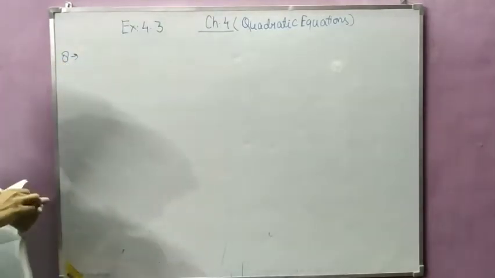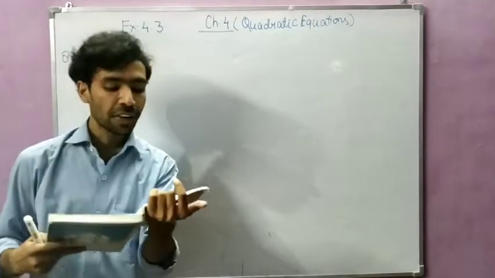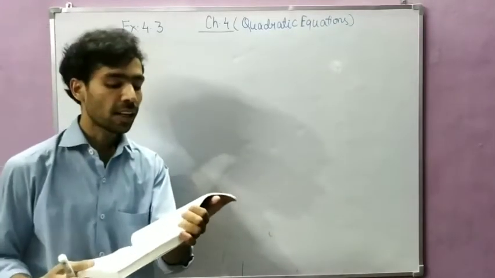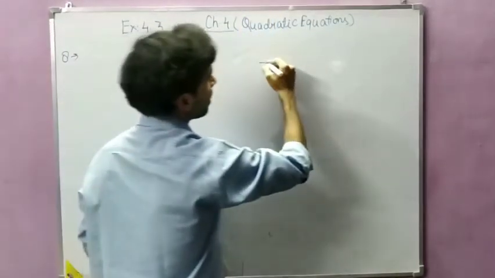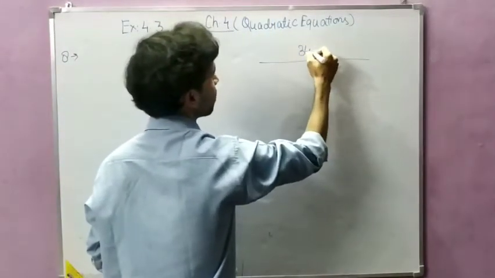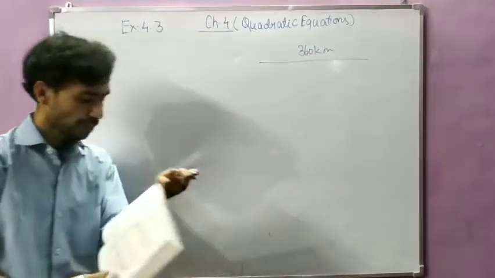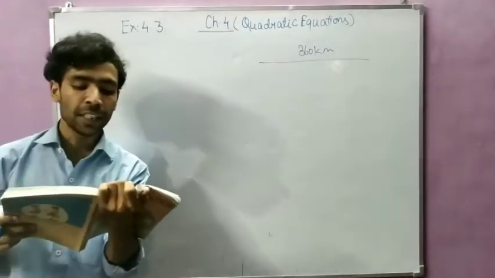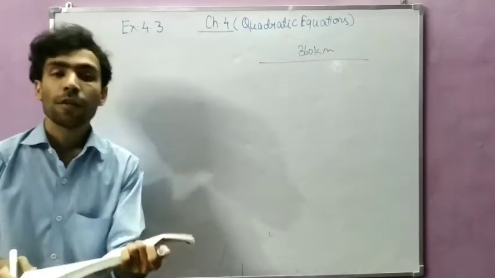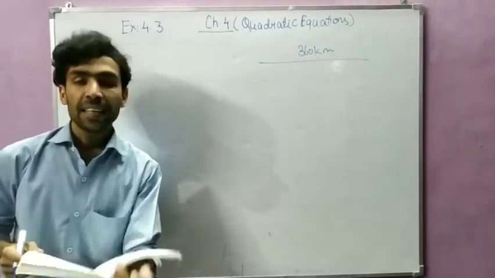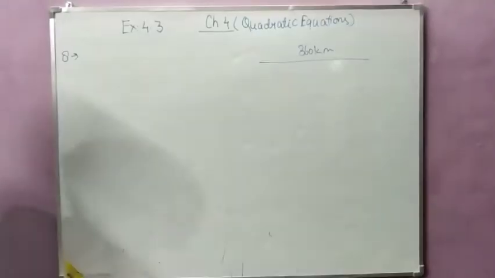So what is question number 8? A train travels 360 km at a uniform speed. Suppose a train is traveling 360 km distance. Okay, if the speed had been 5 km per hour more, it would have taken 1 hour less for the same journey. Find the speed of the train. Okay, so very simple question.